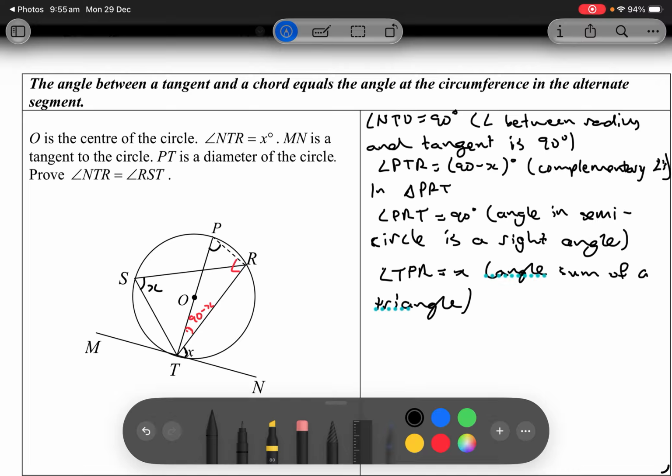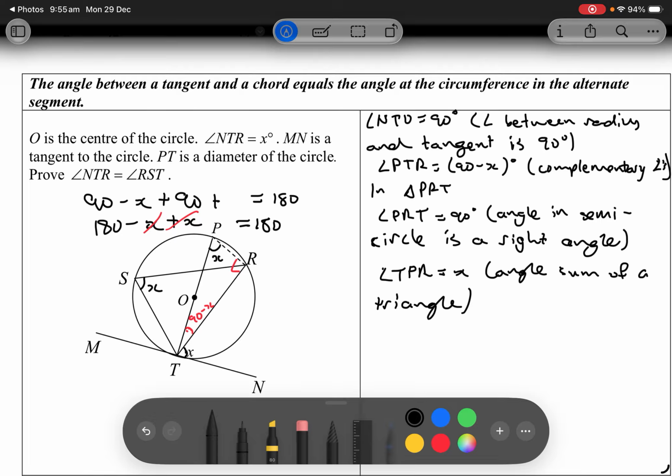If you're not sure why that is, think of the angle sum of a triangle. We have 90 minus x plus 90 plus something else has to equal 180. Now 90 plus 90 gives us 180 minus x. So we already have 180, but we're taking away x. So we have to add an x so that these cancel out, making the equation true. So we need this angle here to be x in order for the angle sum of the triangle to add up to 180.